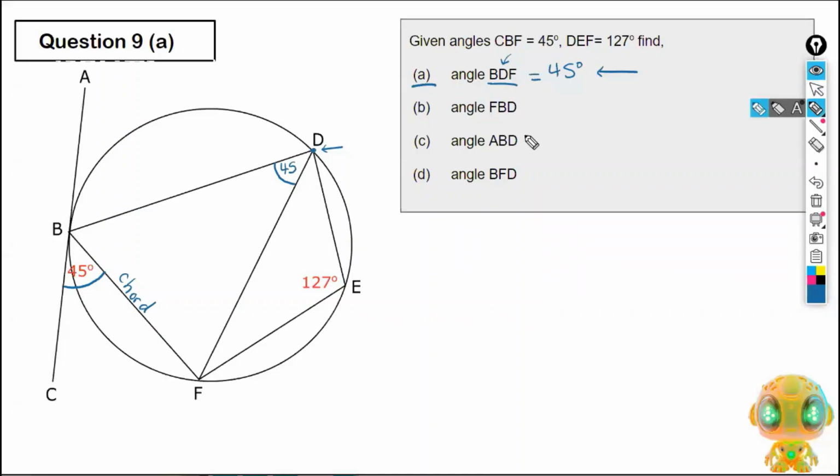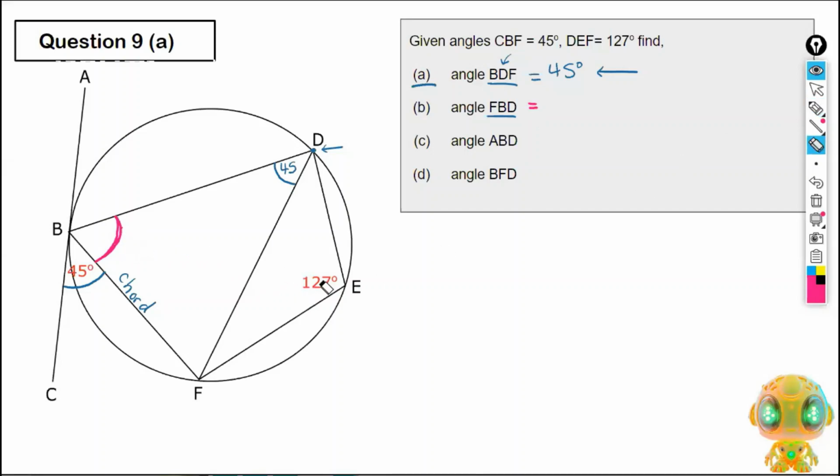For B, angle FBD. That's this angle here. You'll notice there's a cyclic quadrilateral. Look at it. B to D, D to E, E to F, and back to B is a cyclic quadrilateral. Remember, opposite angles in a cyclic quadrilateral always add up to 180. In my notes, that would have been rule number 4.